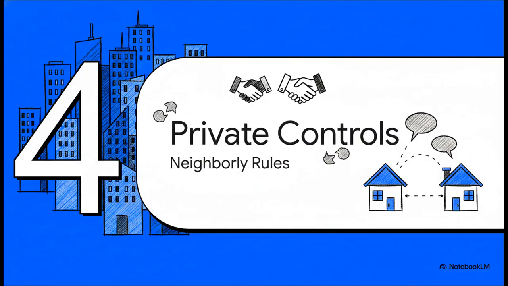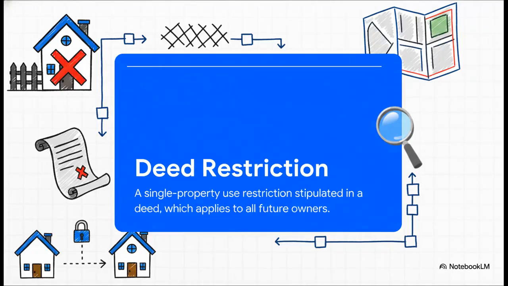Okay, let's switch gears. We're moving away from the government's toolbox and into the world of neighborly rules, also known as private controls. These aren't coming from City Hall. These are created by property owners for themselves. The most basic type of private control is a deed restriction. It's exactly what it sounds like, a rule written right into the property's deed that puts a limit on how you can use it. And the crucial part is that it runs with the land, which means it sticks with the property forever and applies to every single owner who comes after.